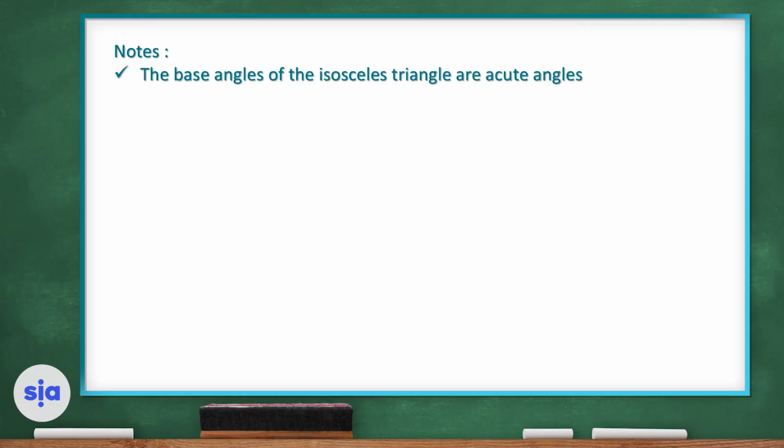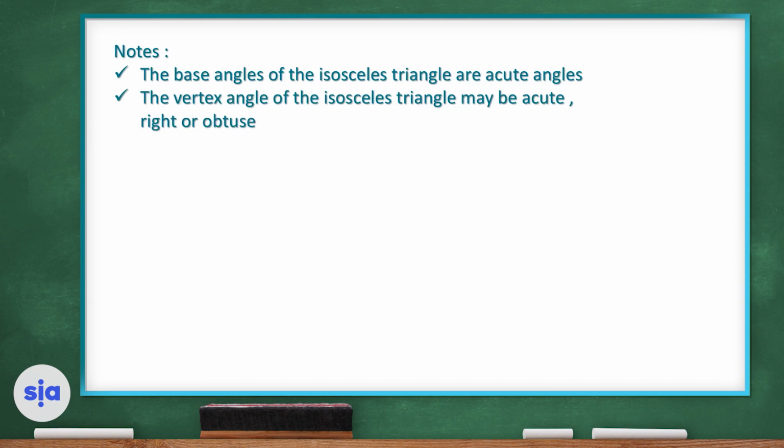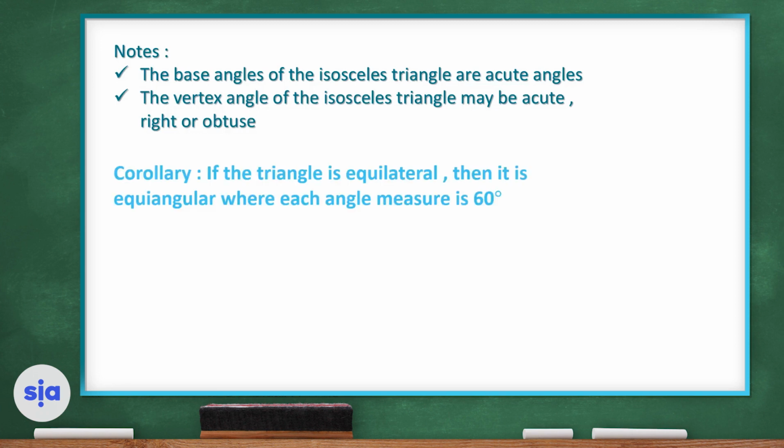Let's now check some notes together. The base angles of the isosceles triangle are acute angles. The vertex angle of the isosceles triangle may be acute, right, or obtuse. Let's check this corollary together. If the triangle is equilateral, then it is equiangular, where each angle has a measure of 60 degrees.